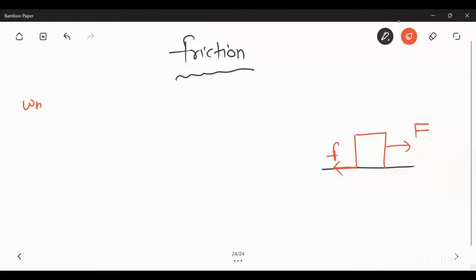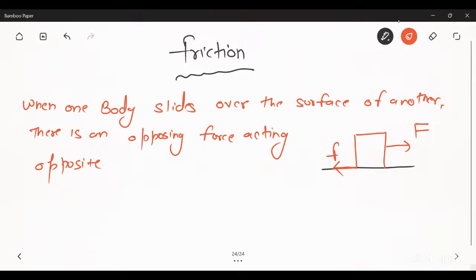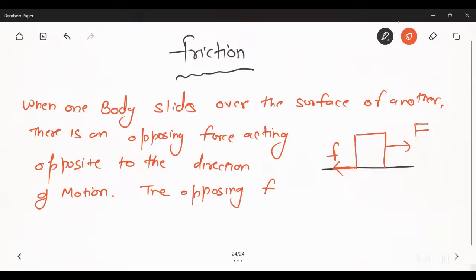When one body slides over the surface of another, there is an opposing force acting opposite to the direction of motion. The opposing force is called friction.